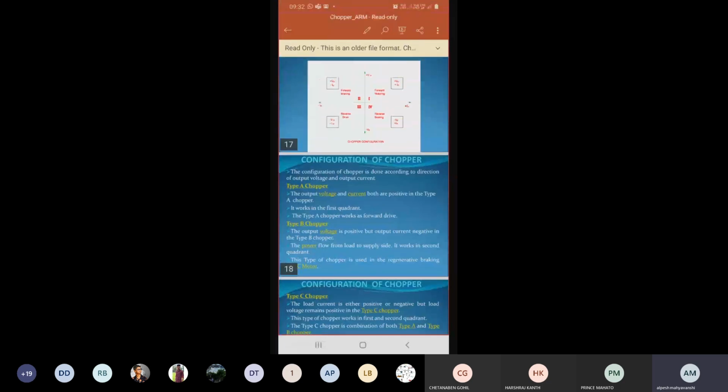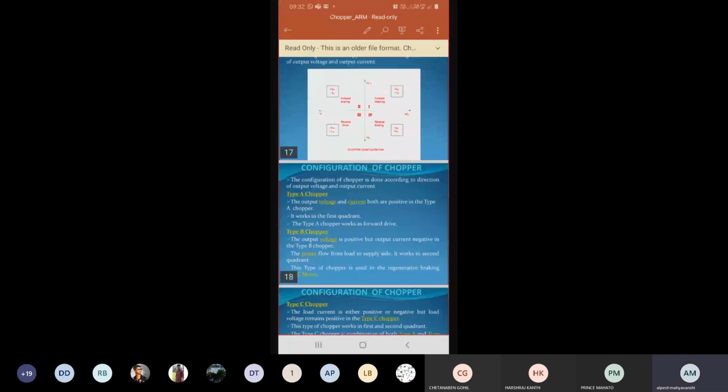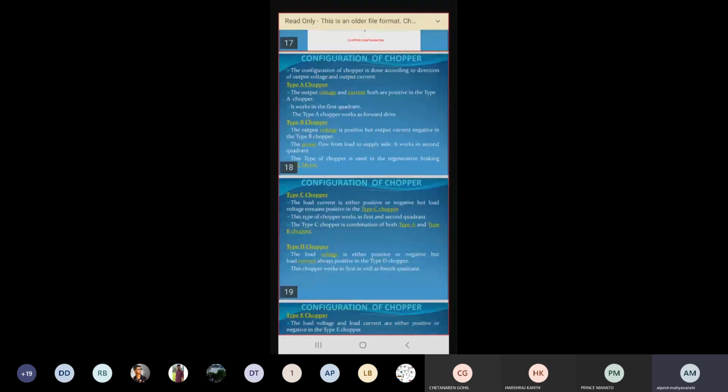So type D chopper works in the first quadrant and fourth quadrant.